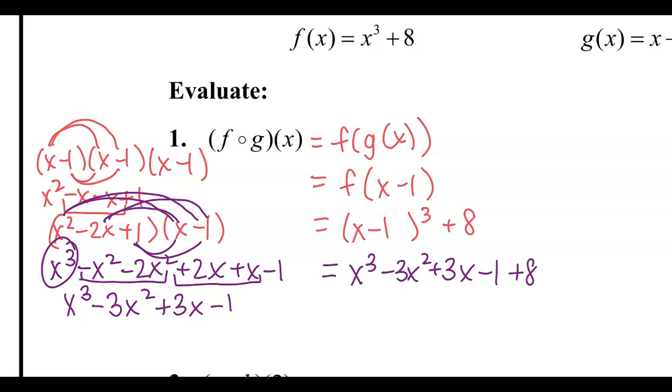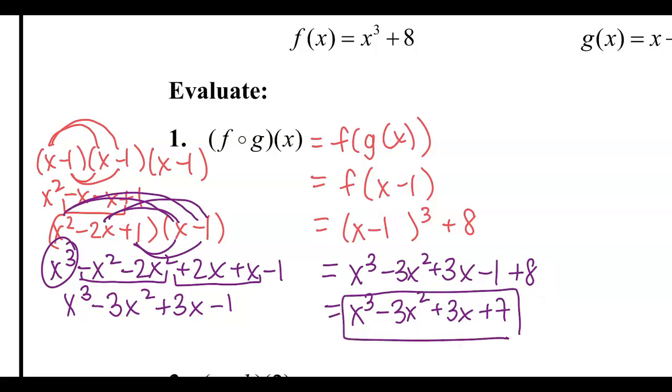Now that I have this written out, I'm going to simplify one last time. Well, the x cubed again is the only x cubed. There's only one 3x squared. There's only one 3x. There is, however, a negative 1 and a positive 8. So these two I have to combine. Negative 1 plus 8 is positive 7.